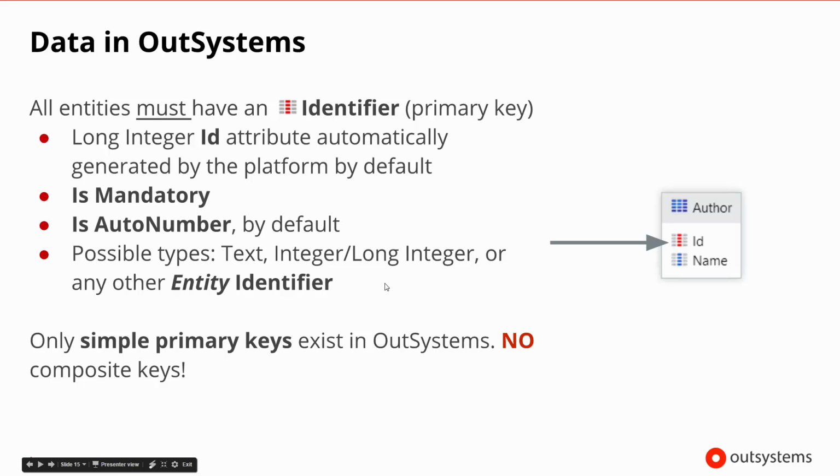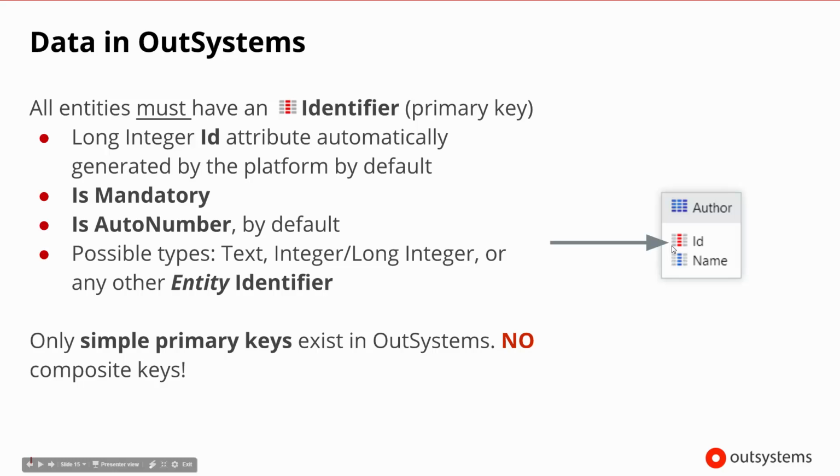And you can change the type of an identifier so that it doesn't have to be a long integer. You could change it back to integer or text or something else, but you do have to make sure that it's going to be unique. One other thing that's important is sometimes when you think about creating more advanced data structures, you may say that we're creating some sort of table or set of entities that have a composite set of keys. Inside of OutSystems, we only have simple primary keys, and it will always be the identifier.